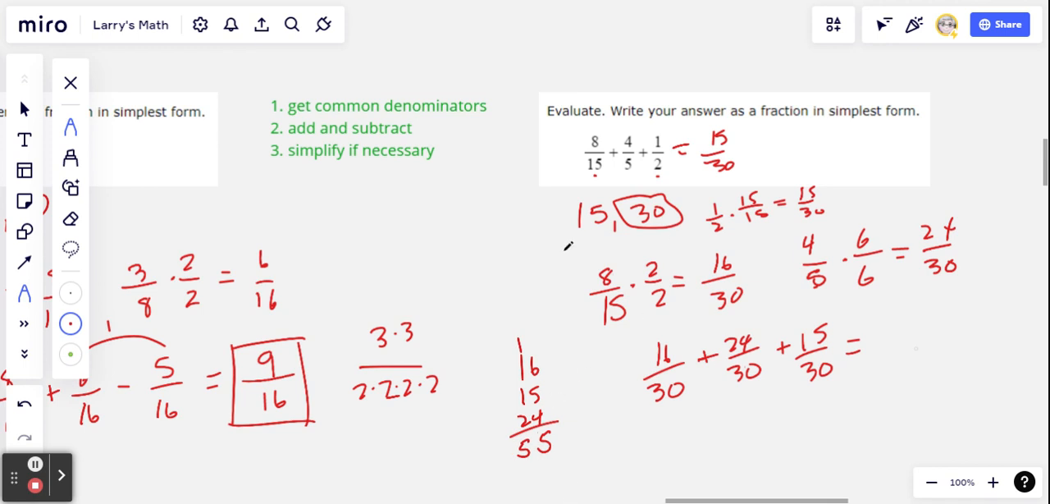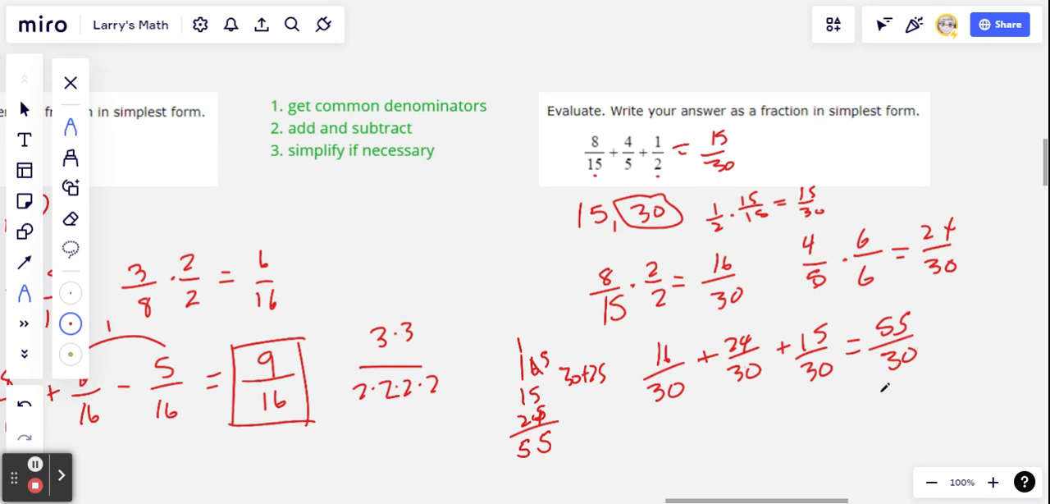Another way I might do this in my head is say, well, 15 and 15 is 30. So I could take 1 off of here, call that 15, put the 1 over here. So that'd be 30 plus 25, and that would get me to 55. So that's another little shortcut I use in my head in case it's helpful to you. At any rate, we got 55 thirtieths.